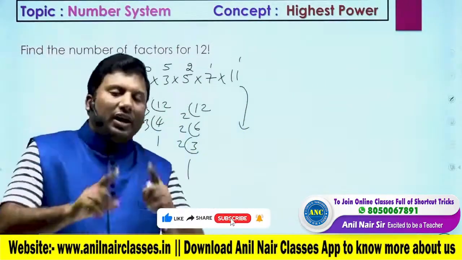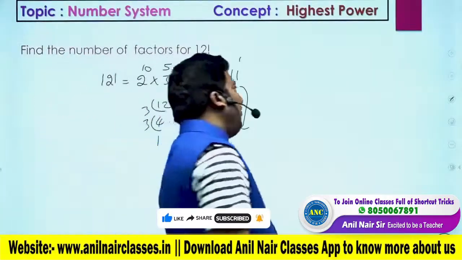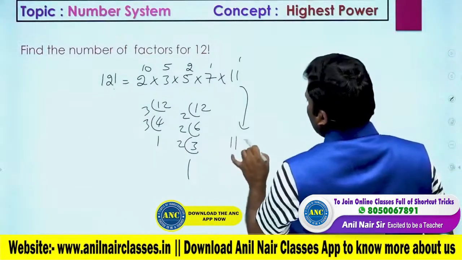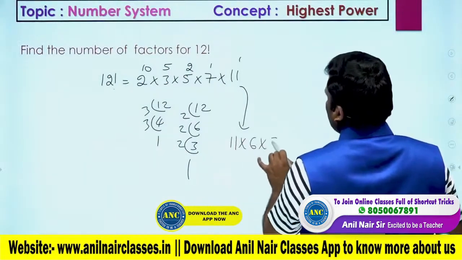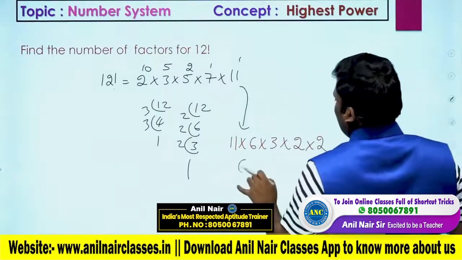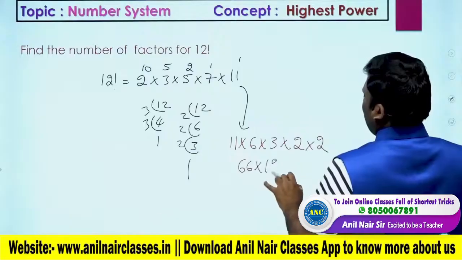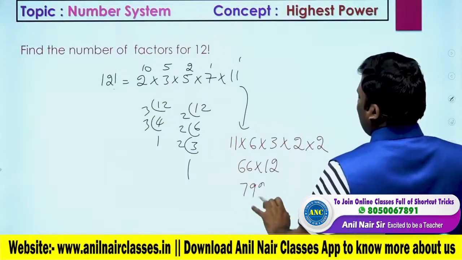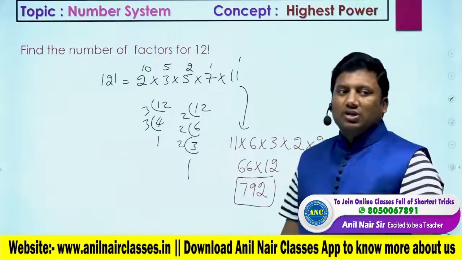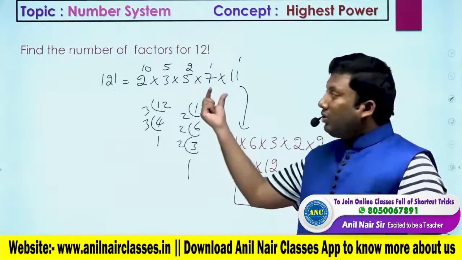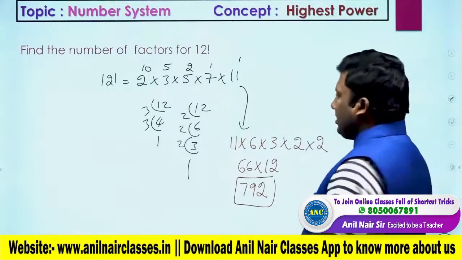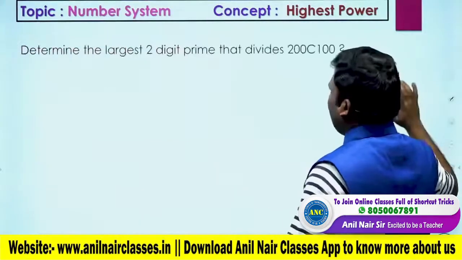Any factorial can be written as a product of powers of prime bases. I want the factors. How many combinations? 0 to 10, 0 to 5, 0 to 2, 0 to 1 and 0 to 1. 11 into 6 into 3 into 2 into 2 is 792. Total 792 factors exist for this number. I hope the idea is clear.